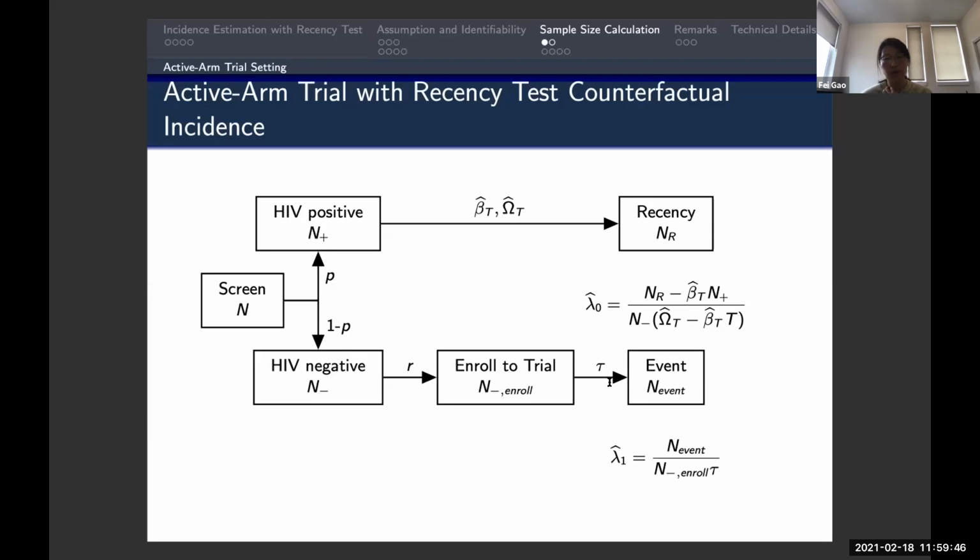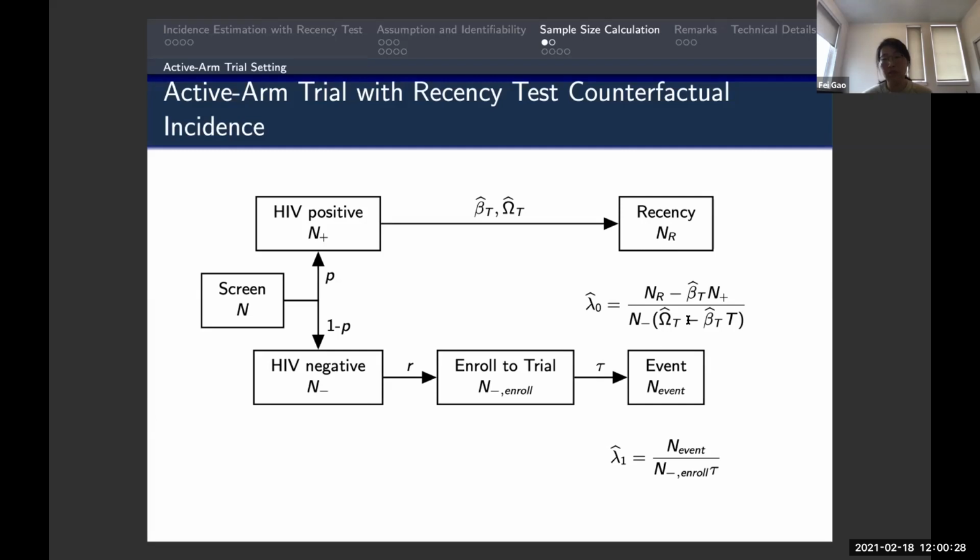We may follow them for up to 12 years of time, and we may observe in total n events. This is just a simple estimator of the incidence we observe in the trial, that is, dividing the total number of events by the total person-years in the trial. On the other hand, for the counterfactual based on the recency test, we are going to apply the recency test to those HIV positive subjects, and then we are going to observe NR as the number of recent subjects. We're going to estimate this counterfactual placebo incidence by this lambda zero hat, the estimator I have shown before.